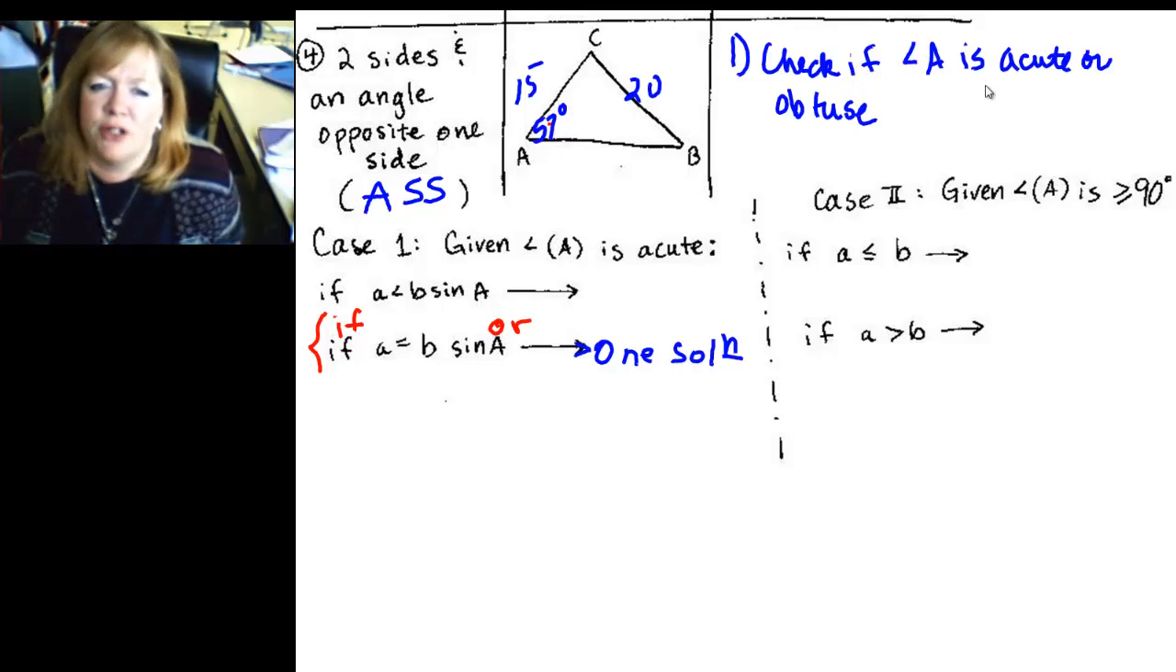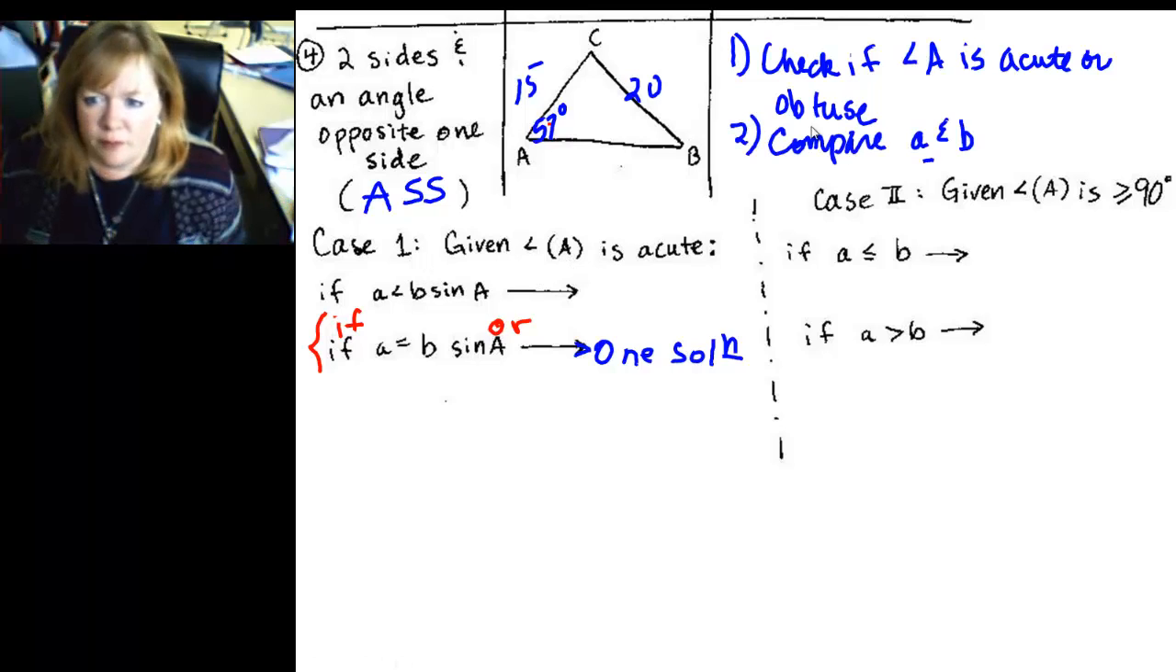So the first thing you do is check to see if angle A is acute or obtuse. If it's obtuse, it's gravy. All right? So after I find out if angle A is acute or obtuse, you compare the lengths of the sides, little a and little b. So in other words, the length of these two sides, that one's opposite of the angle.